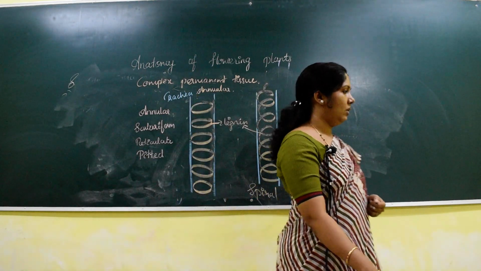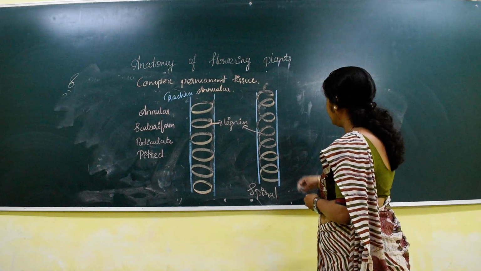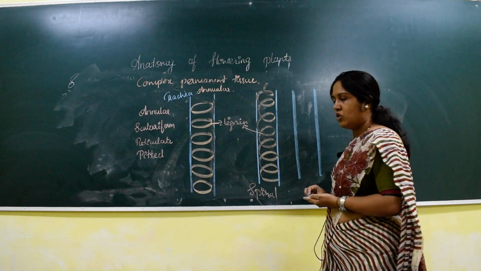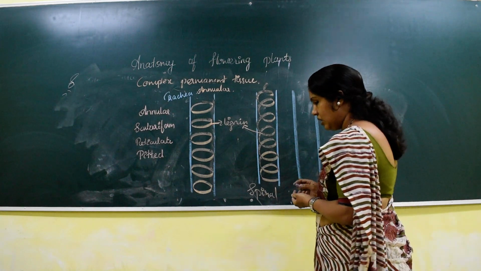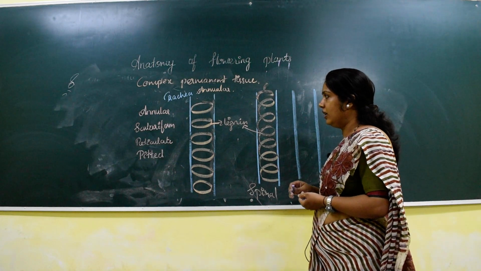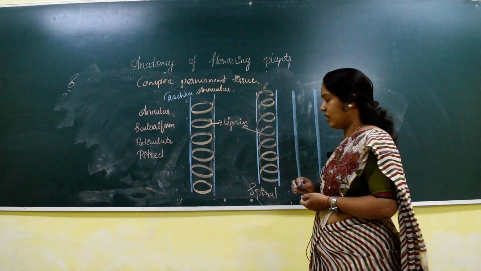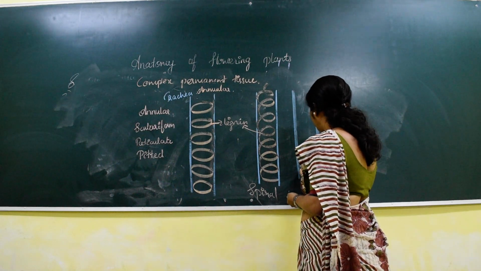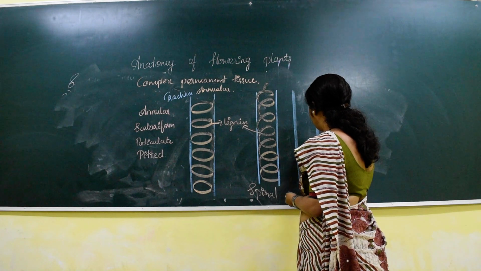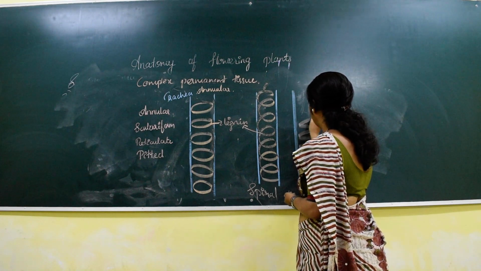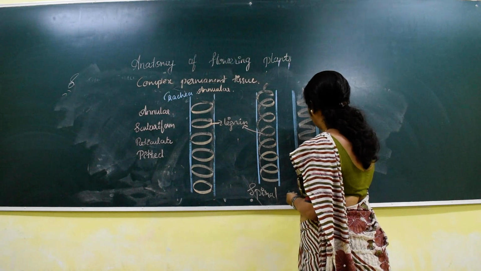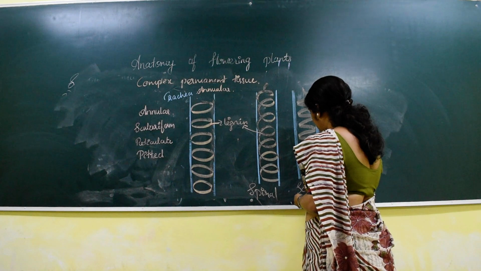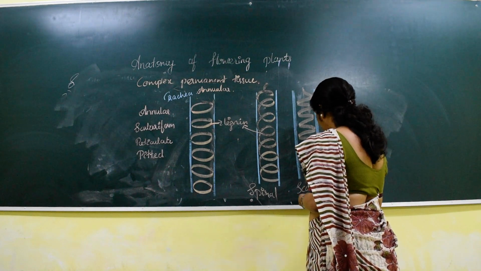Spiral. Next, the third type is scalariform. In scalariform, the deposition of lignin is mainly in a ladder-like form. It is in the form of a ladder. So that is scalariform, the deposition of lignin.